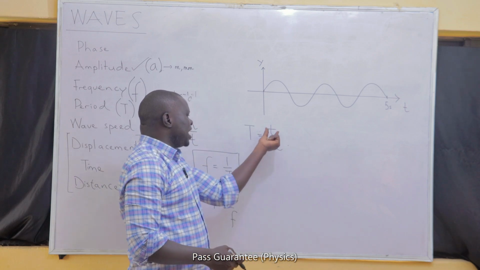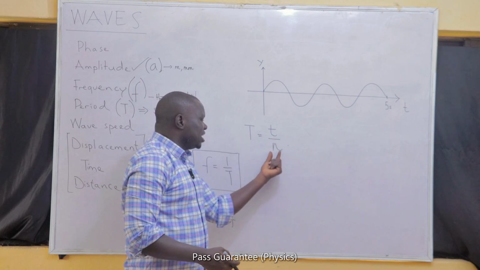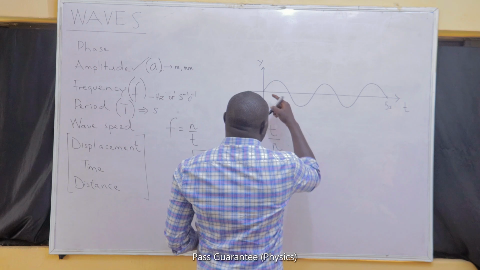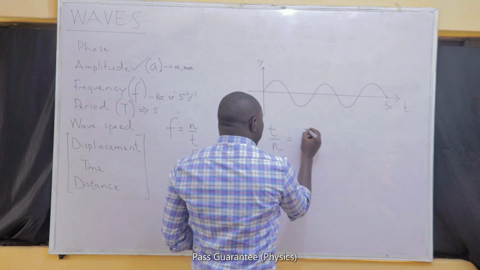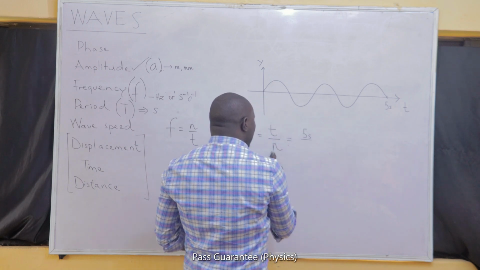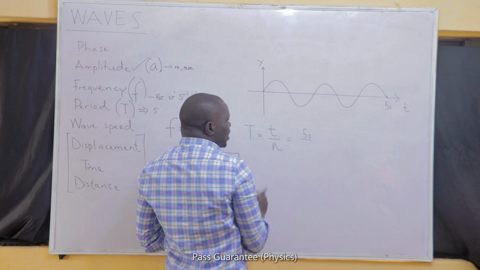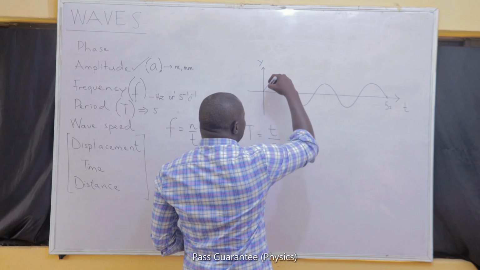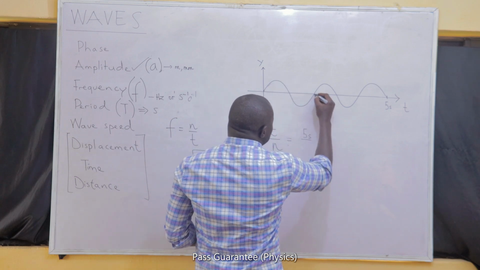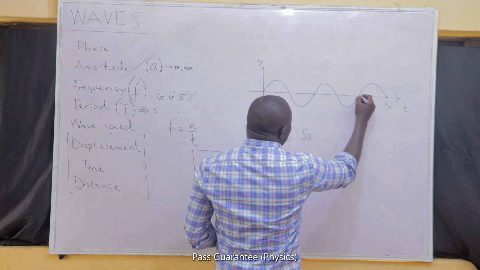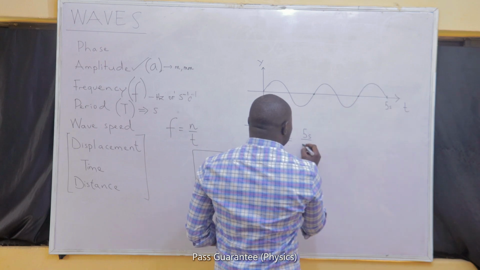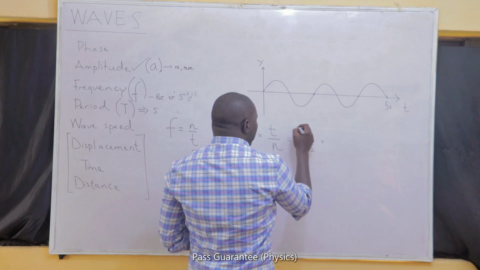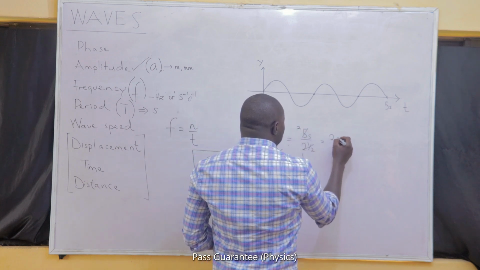What you need to do is divide the time that is given on the graph by the number of cycles that you have. If I want to do so here, I will take the time, 5 seconds, and I'll divide it by the number of cycles completed by that wave in 5 seconds. The number of cycles completed by the wave in 5 seconds, if you can count in full, this is 1, this is 2, and this is 2.5. So if I divide 5 by 2.5, the answer is 2 seconds.